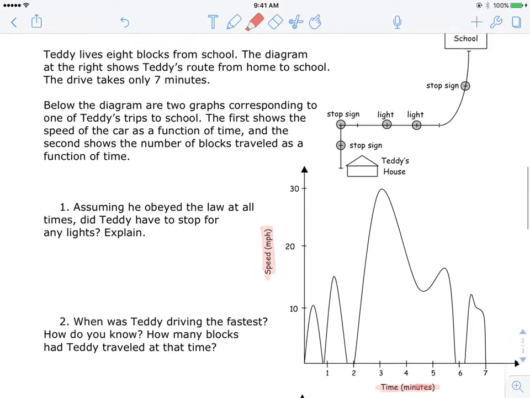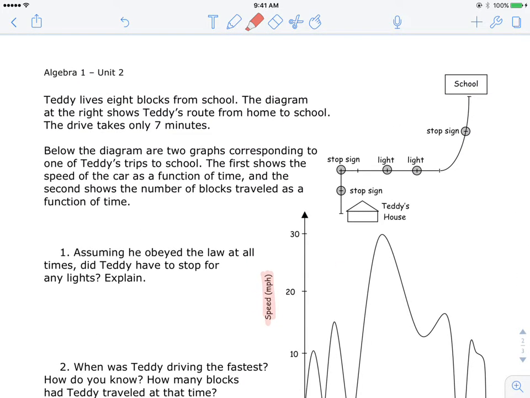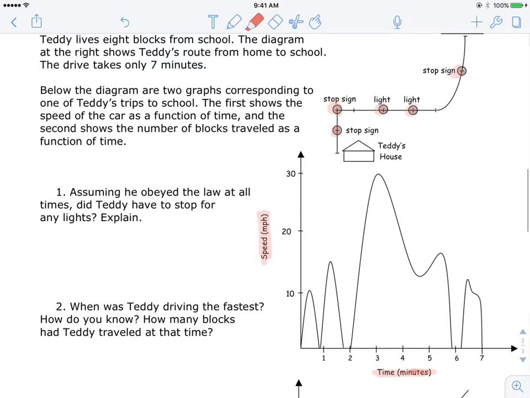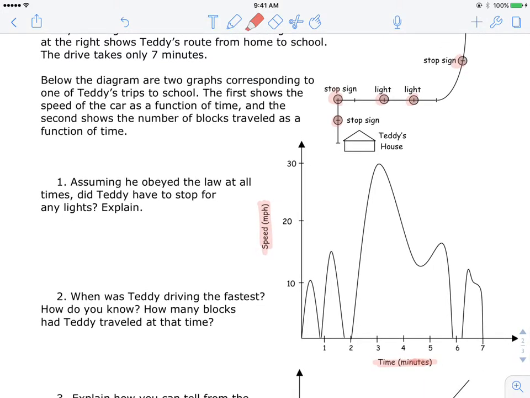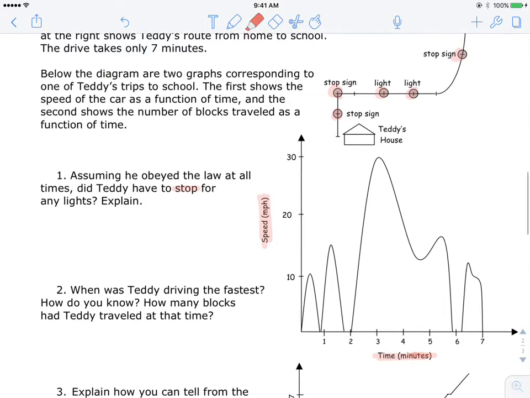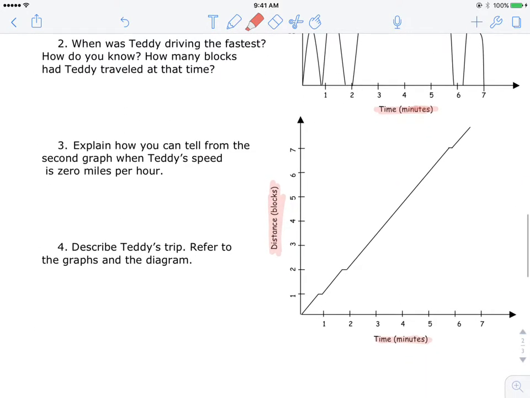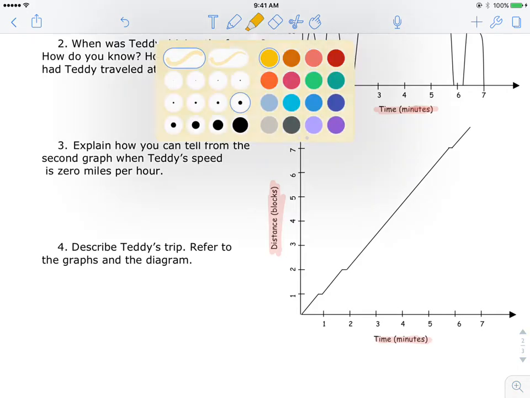All right, here we go. And notice how many stop signs and lights do we have? These are kind of our critical points here in the graph. All right, let's read. Assuming he obeyed the law at all times, did Teddy have to stop for any lights? Okay, well, if he stopped, I like this graph the best. Did he have to stop for any lights? All right, well, let's look and see where he did stop.